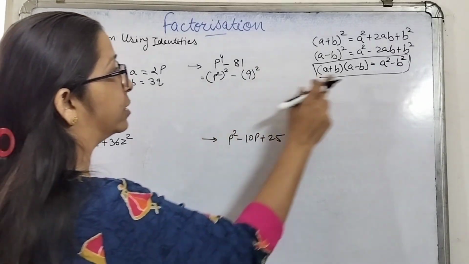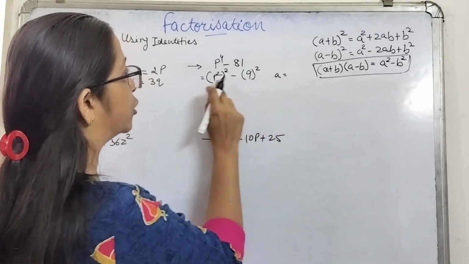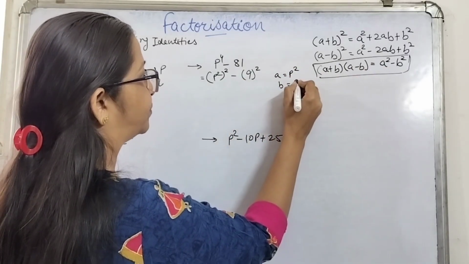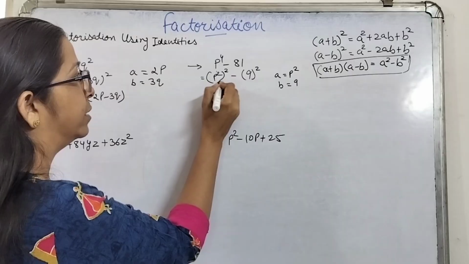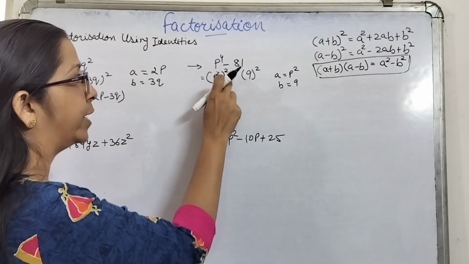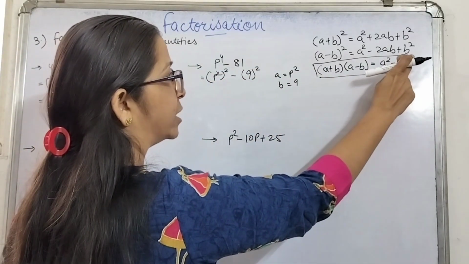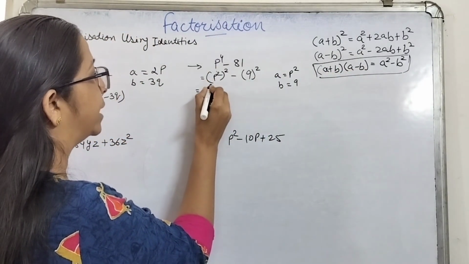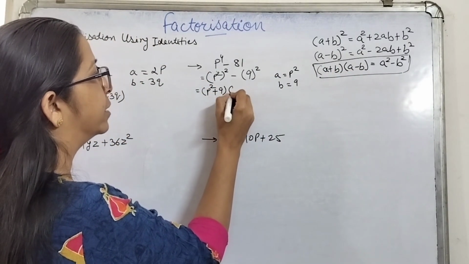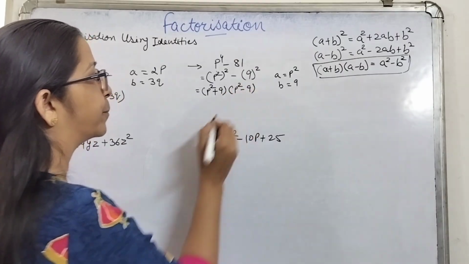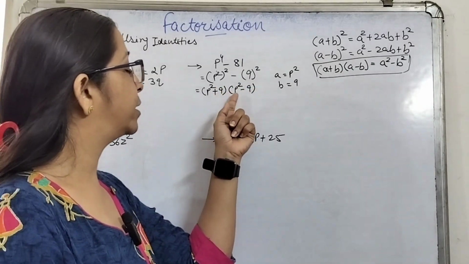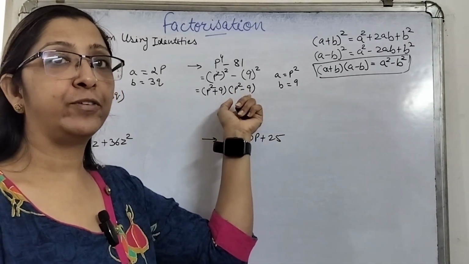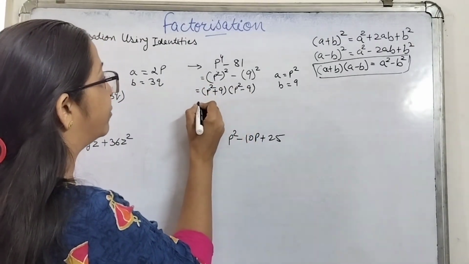Now we can see over here, instead of a, it is p square, and instead of b, it is 9. This is a and this is b. So a square minus b square could be written as (a plus b)(a minus b). Now again, p square is a perfect square, 9 is even a perfect square, so further we can factorize it.